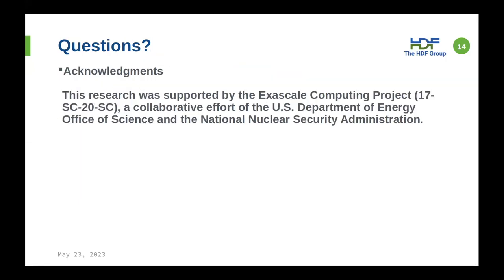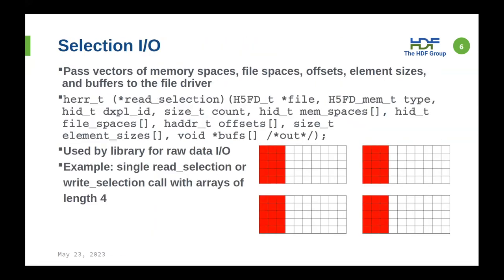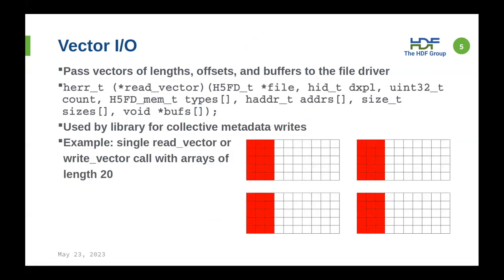So any other questions? I have a question about the difference between selection IO, vector IO, and the hyperslab selection. Right. Vector IO is just offsets, lengths, and buffers. So there are no hyperslab selections or any other type of selection in vector IO.